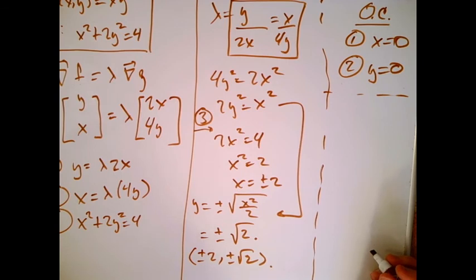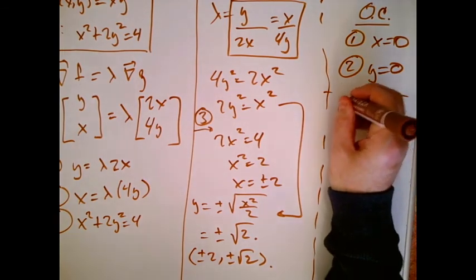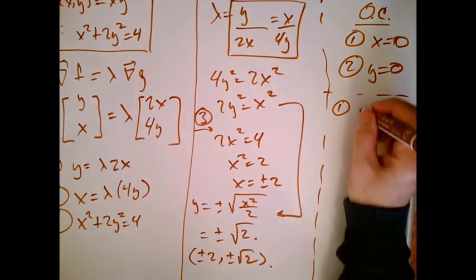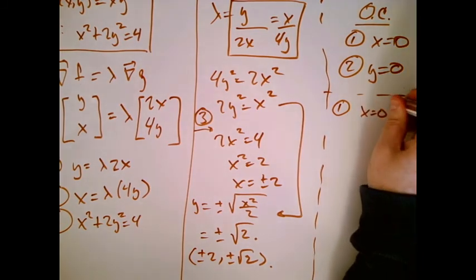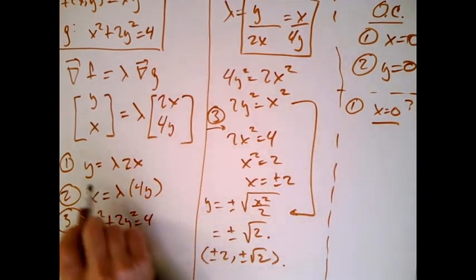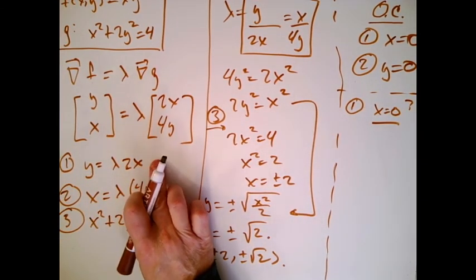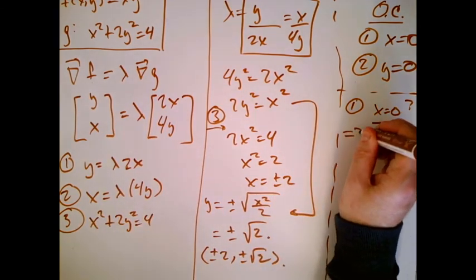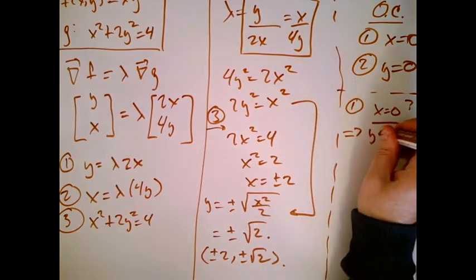So I'm going to come over here like this, and I'm going to start in turn considering each of these things in the oh crap list. What happens if x equals 0? Well, if x equals 0, I'm going to come way over to equation 1 right here. If x equals 0 right here, that's going to mean y equals 0 too. So that implies that y equals 0.